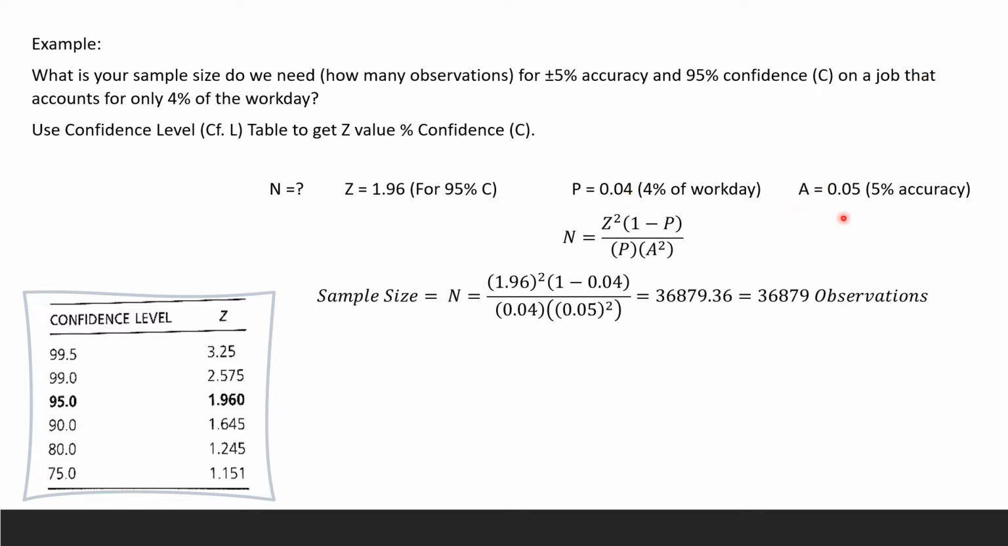And then A is going to be 0.05, your 5% accuracy, which is given to you right here as plus or minus 5%. Sometimes they won't give it to you directly as accuracy. They'll give you error. So if you get error plus or minus 5% in a question, you know that means A is 0.05. So we put them all together and calculate with your calculator, and you get 36,879.36. Then you round it to 5 significant figures and you get 36,879 observations. So that's your sample size.